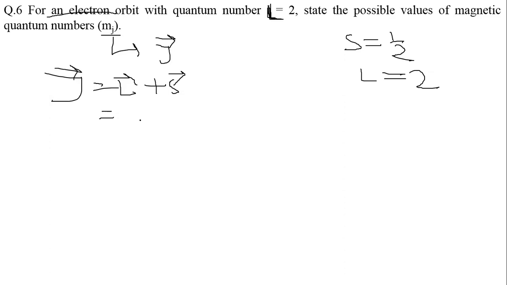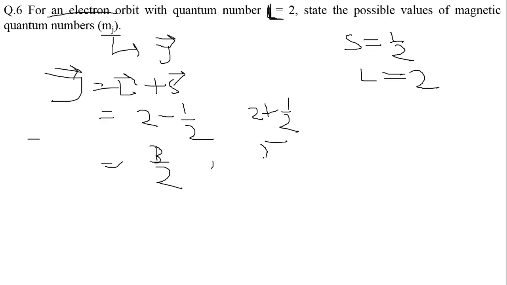So this is vector addition. These values will be 2 minus half to 2 plus half, and all are positive because j can't be negative. Values like mj can be negative, but j can't be negative. So it will be 2 minus half, which is 3 by 2, and 2 plus half is 5 by 2.